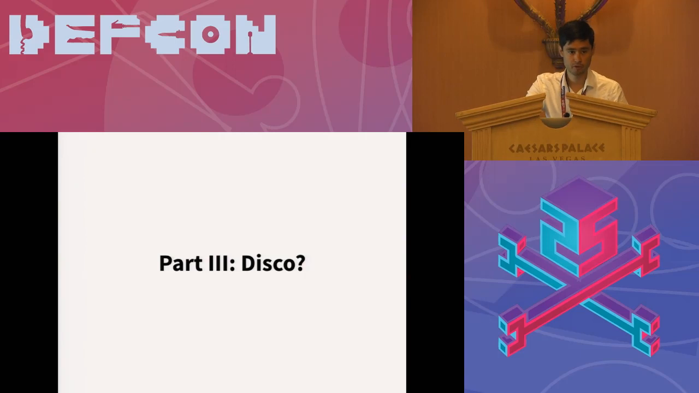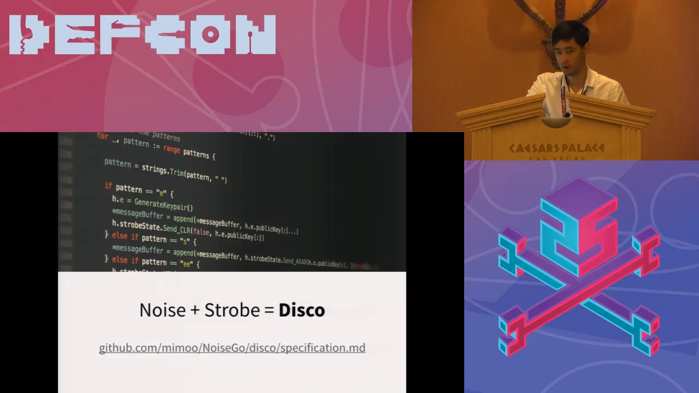I don't have a part 3 yet, but it's coming. I'm doing some research currently on Disco. Disco is basically Noise, which is this protocol framework focused on the handshake part of protocols, combined with Strobe, which is focused on the symmetric parts. Together, I believe they can be more efficient, easier to implement, and you can get rid of all those symmetric implementations just by having Strobe. And this is called Disco. There is a draft of the extension on this page.